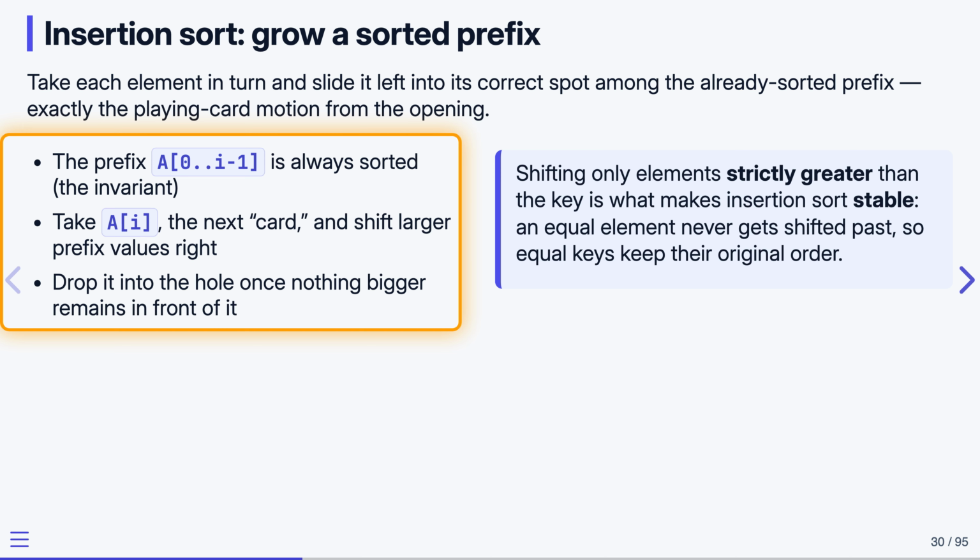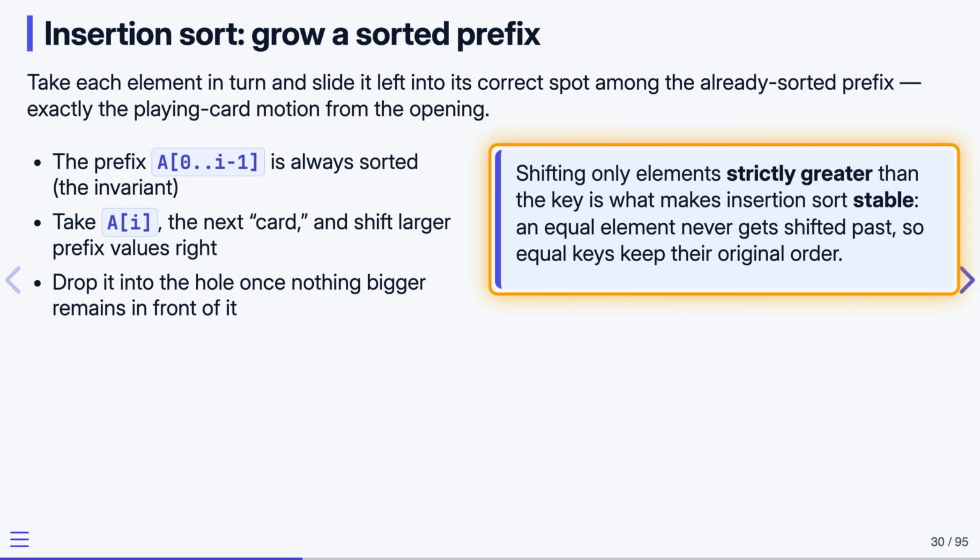Three ideas make it work. The prefix A from index 0 to index I minus 1 is always sorted. That is the invariant. We take A at index I, the next card, and shift every larger value in the prefix one step to the right. Then we drop the card into the hole once nothing bigger stands in front of it.